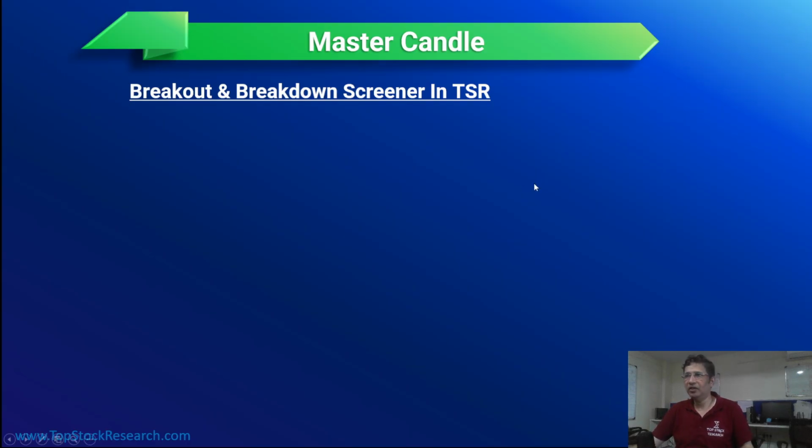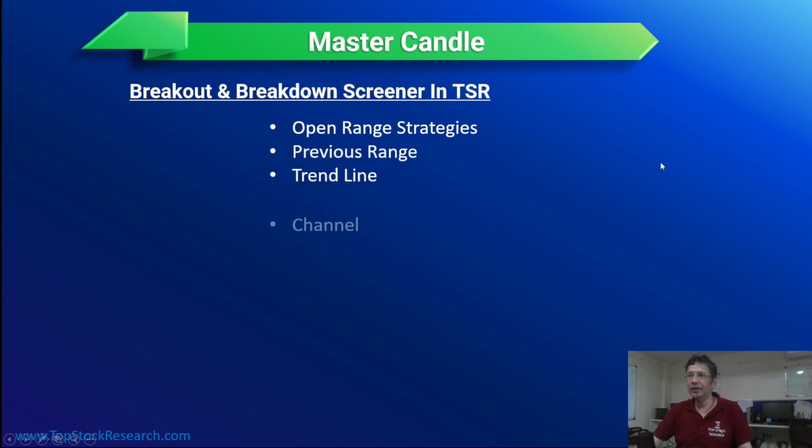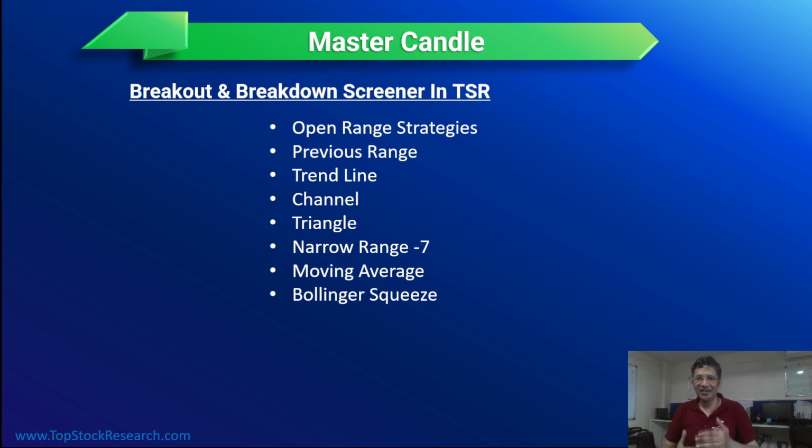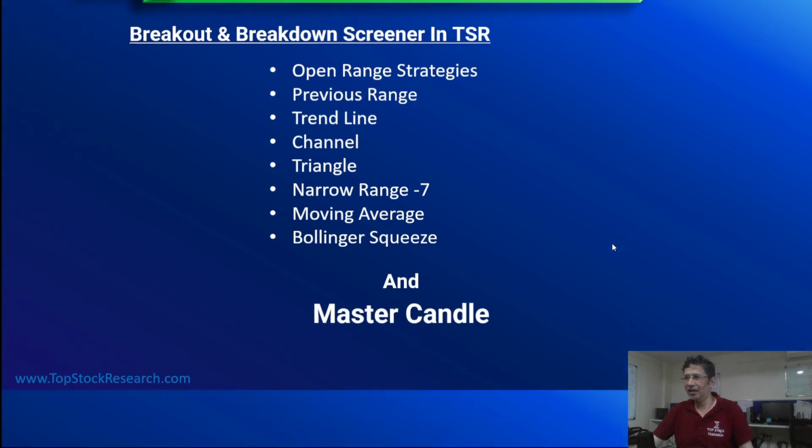I'm assuming that you are familiar with breakout and breakdown, so I'm just quickly revising the breakout and breakdown screeners that we have in the system. We have open range strategies, previous range strategies, trend lines, channel, triangle, narrow range, moving average, Bollinger, and many more. We raise these because we have them in the system, and if you are familiar with one of these concepts, you'll understand breakout and breakdown here even better. The closest would be narrow range, and then Master Candle.